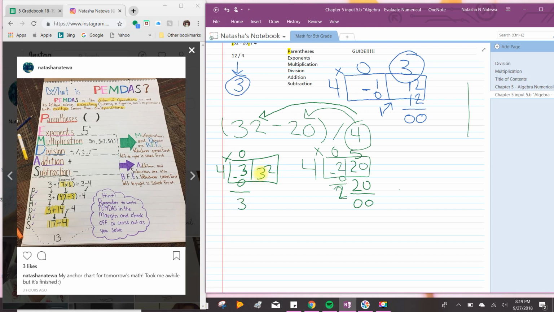How many times can 4 fit into 32? Let's think. 4 times 5 is 20. 4 times 6 is 24. 4 times 7 is 28. 4 times 8 is 32. So it's 8. So 32 minus 32 is 0.